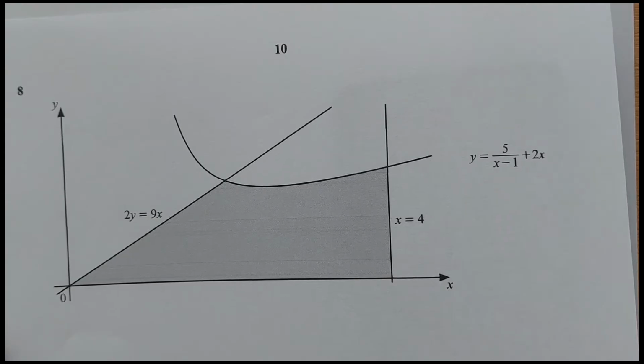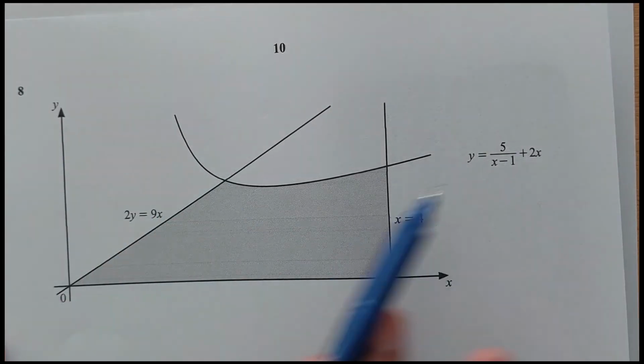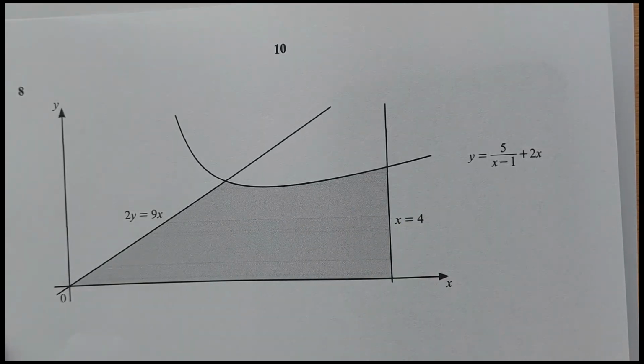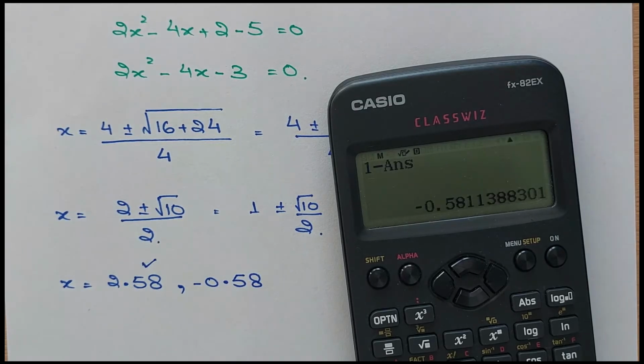Okay, so let me see. As you can see in the graph, only the positive x values define the part of this curve. So we cannot take the negative one, right? So we can only pick the positive one, right? So when x is this, what is y?